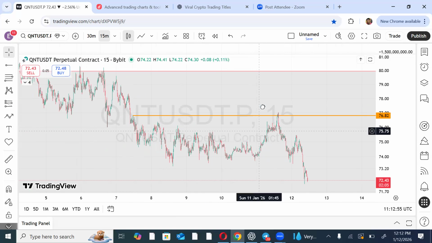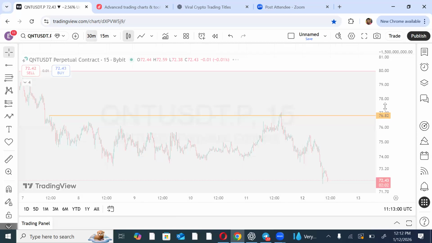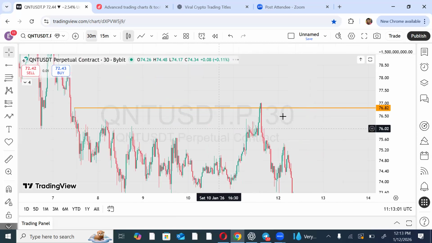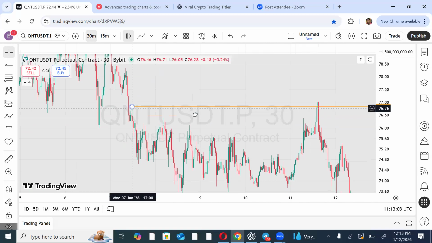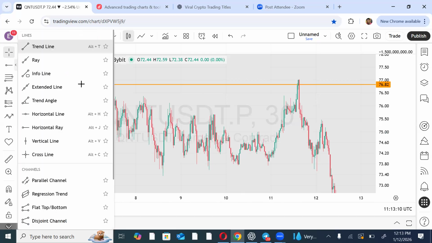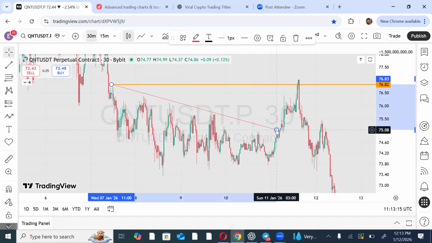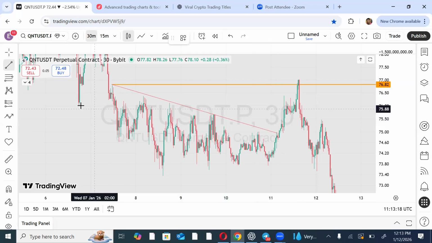Now, look at this very clearly. Let me put it on 30 minutes so you see it yourself. Price tapped into here because here was the starting of this trend line that broke structure again. There's a trend line here, guys, and this was the start of the trend line after a break of structure.